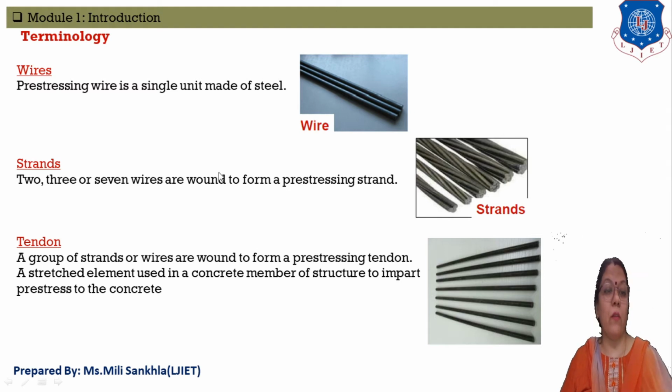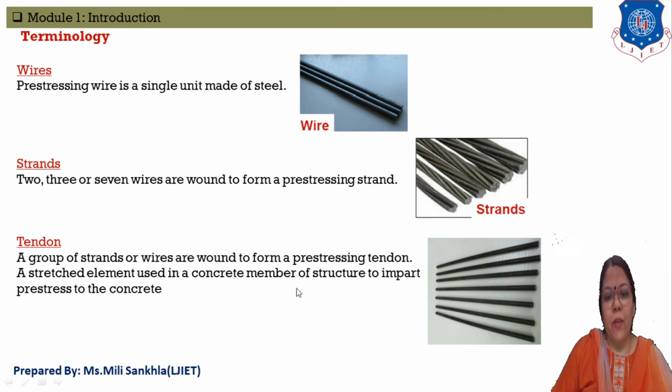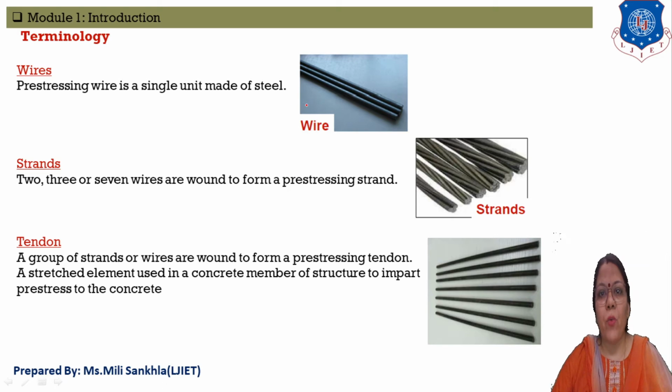Now next we learn terminology, that means the different terms that we use in prestressing. First one is wire. Now what is wire? Here I take a number of figures to explain the different terms that we use in prestressing. First is wire. A prestressing wire is a single unit made up of steel, and this steel may be mild steel, high tensile steel or torque steel. Wire is a single unit.